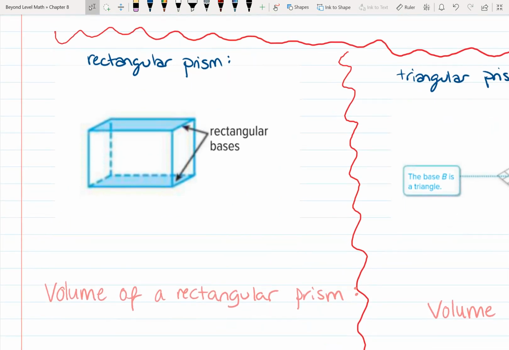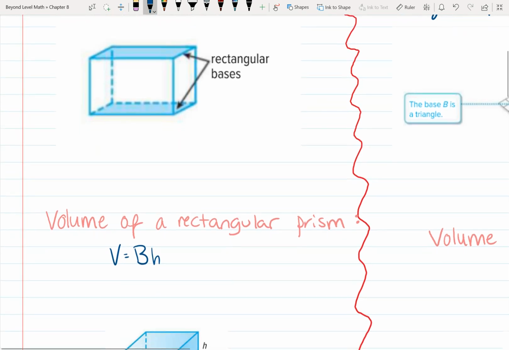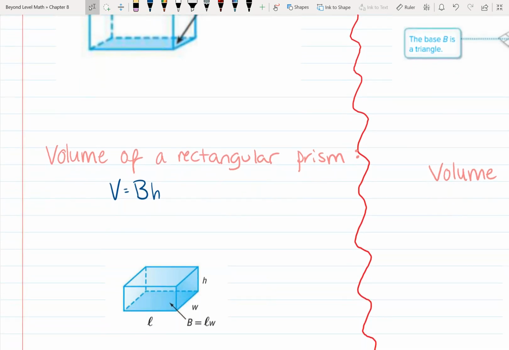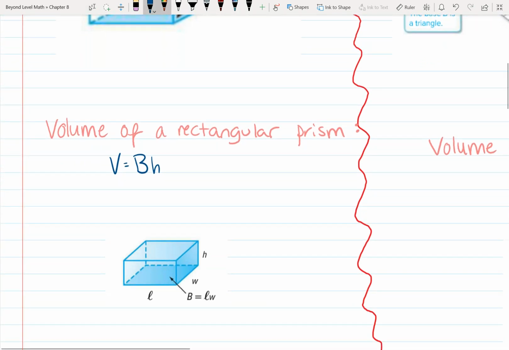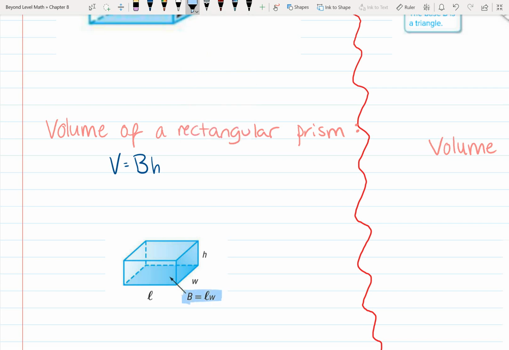So, rectangular prism. To find the volume of a rectangular prism, you start with your baseline formula, which is V, capital V for volume, equals capital B times height of the prism. And again, capital B means area of the base. In this case, you have to know what the formula is for area of the base, and the base is a rectangle. So you've got to know the formula for area of a rectangle, which, based on last section, you know.